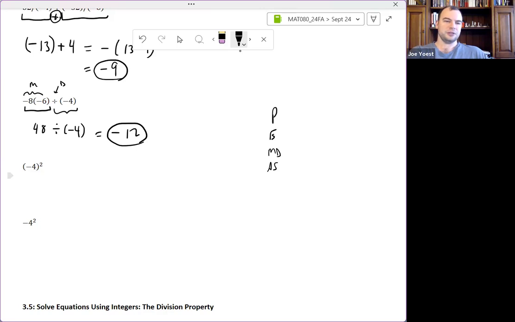Okay, let's look at -4 in parentheses squared. So the parentheses are cordoning off -4, and then the exponent comes next. What does -4 in parentheses squared mean? It means really -4 times -4. So this is really the product of two integers with the same sign. So the result is going to be positive. 4 times 4 is 16.